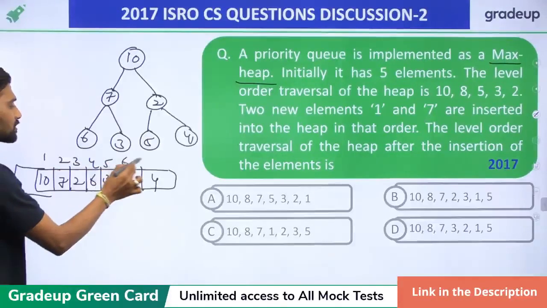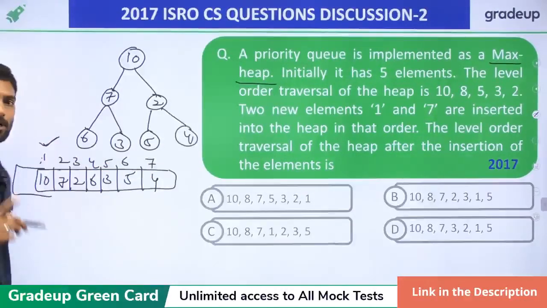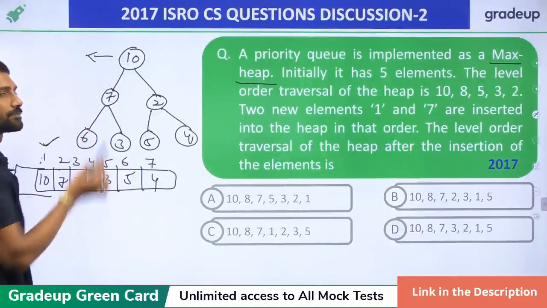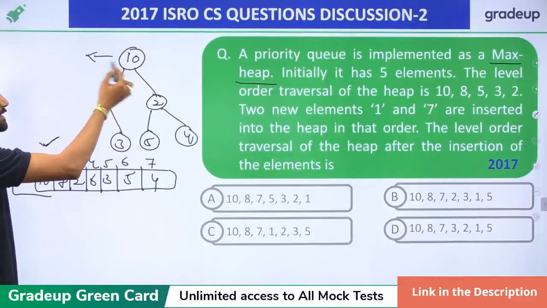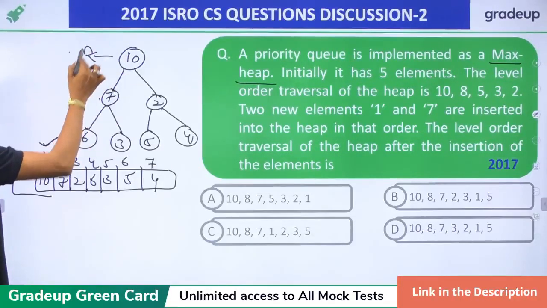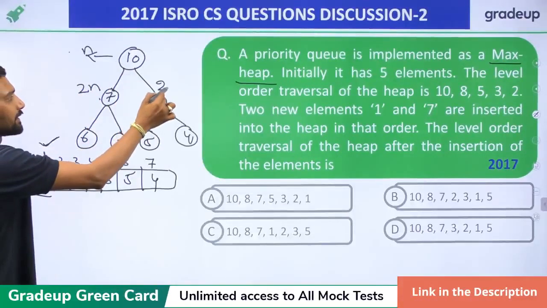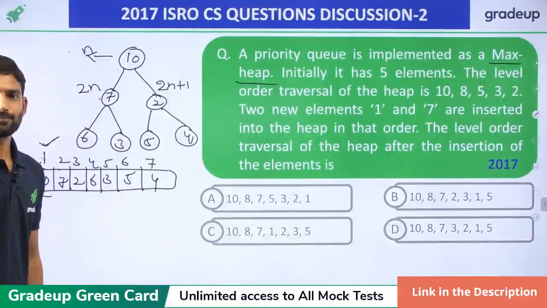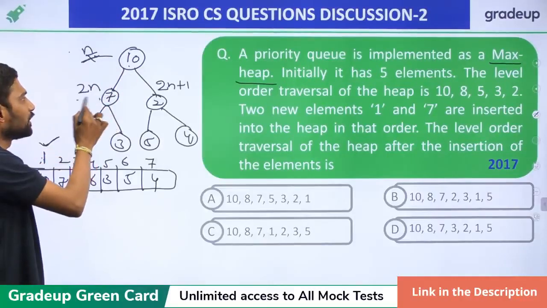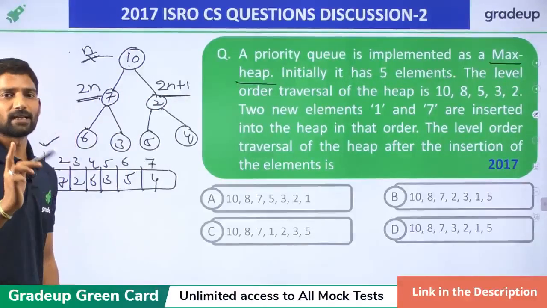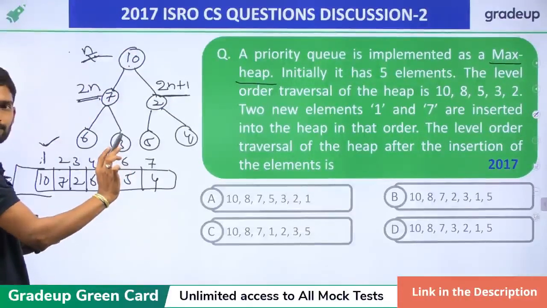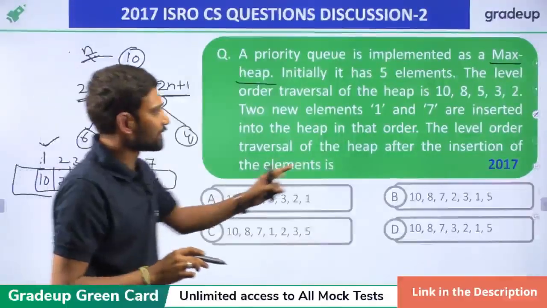Heap index starts with 1, remember, it's not with 0. So, what is its index? 10's index is 1. Then its left element index would be 2n, right element index would be 2n plus 1. If the parent index is n, left child index would be 2n, right child index would be 2n plus 1. You check whether this holds good or not. Always it holds good.